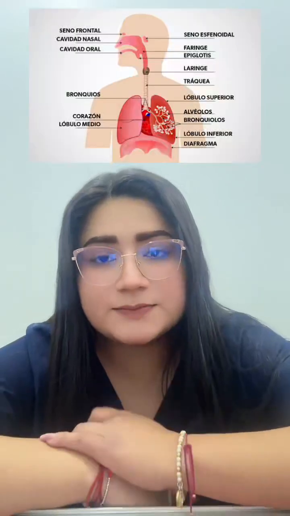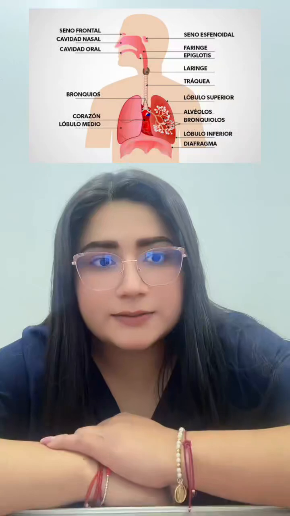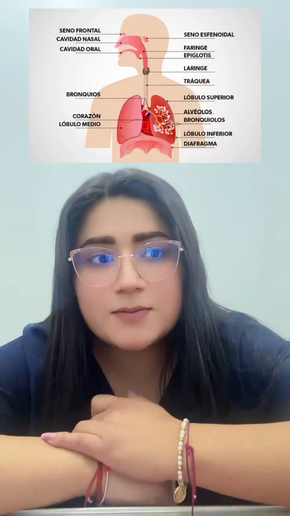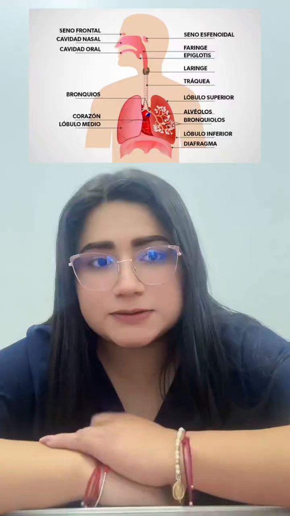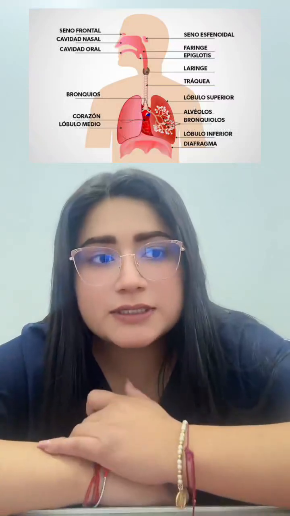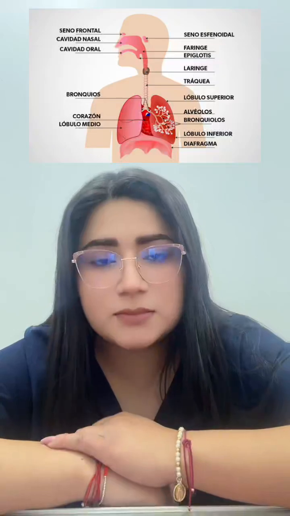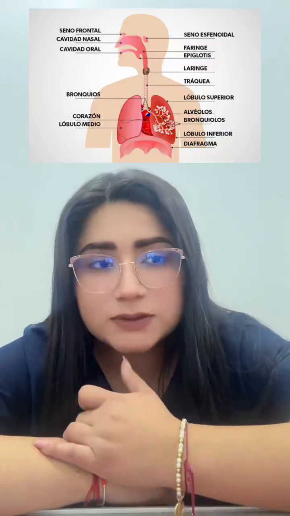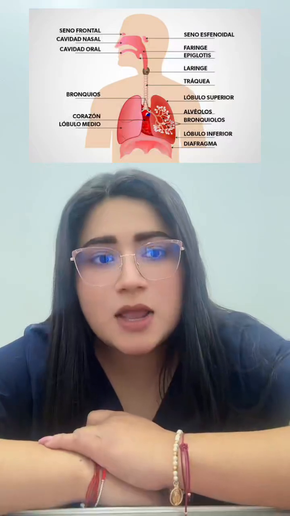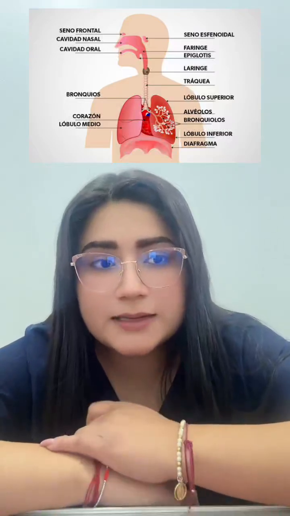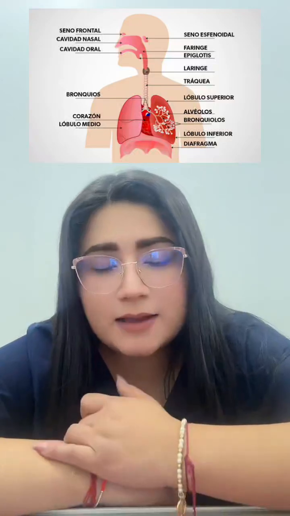Lower respiratory tract: the trachea, a tube that carries air to the bronchi. Bronchi and bronchioles distribute the air within the lungs. Main respiratory organs: the lungs, formed by millions of alveoli, where gas exchange takes place.